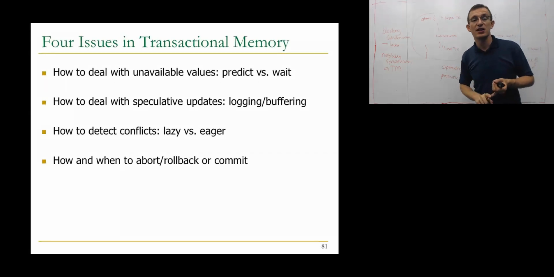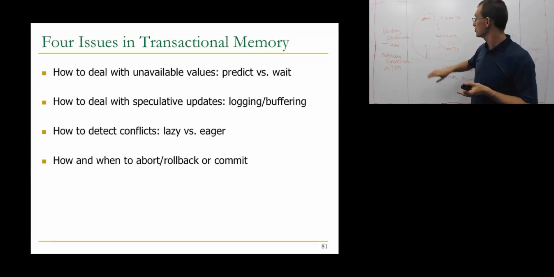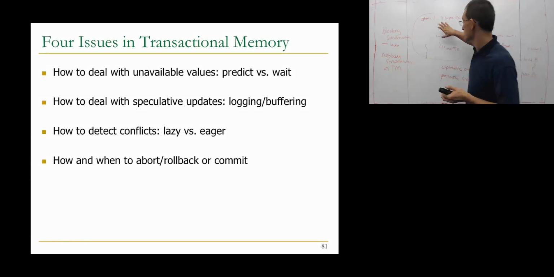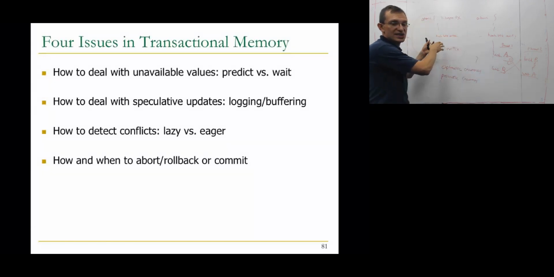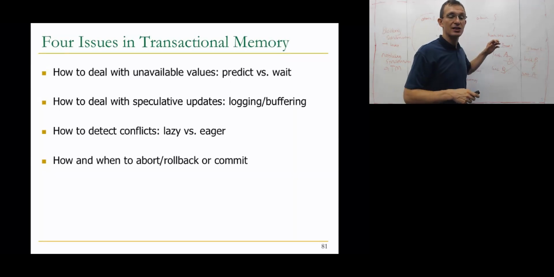But how to deal with speculative updates? Do you do logging or buffering? How do you detect conflicts? Do you do it lazily or eagerly? Do you use the coherence protocol? Or do you actually keep track of read sets and write sets and potentially Bloom filters? How do you, and when do you, do the abort and rollback and commit?